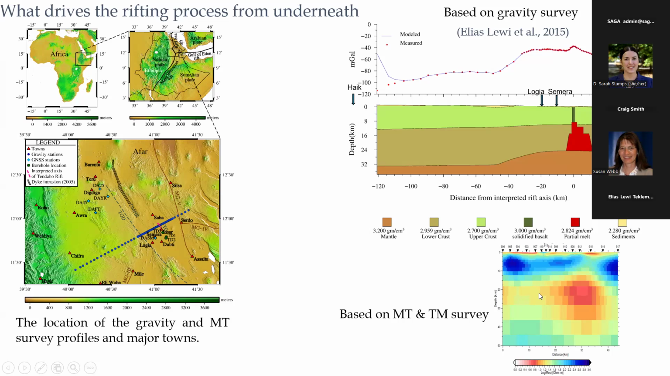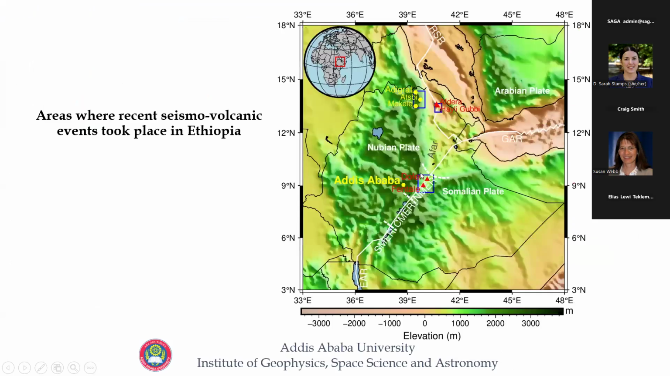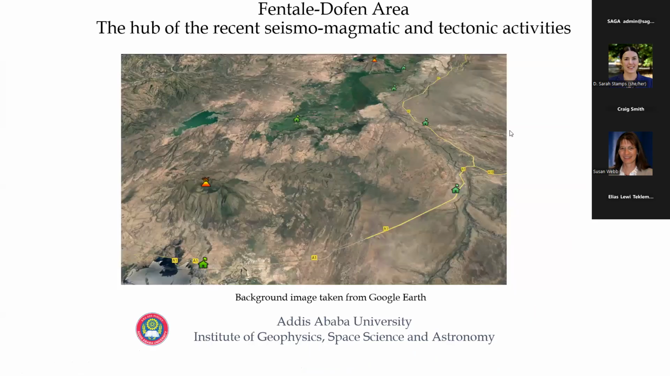Now, I'll concentrate this talk on what has happened mainly in this region in 2024-25, especially starting from September 2024 to February, March 2025. The region which I'm going to talk about is the Fentale region. As you can see here, we have Fentale Mountain, and there is a lake south of it. We call it Koka Lake.